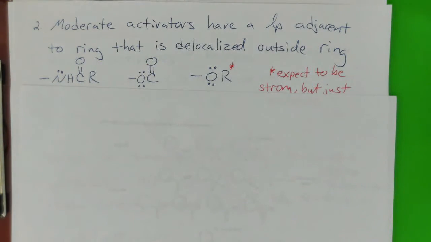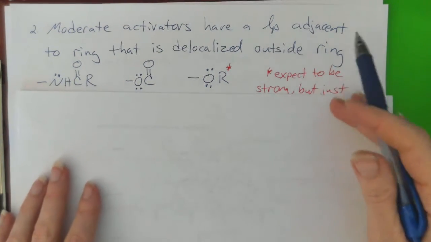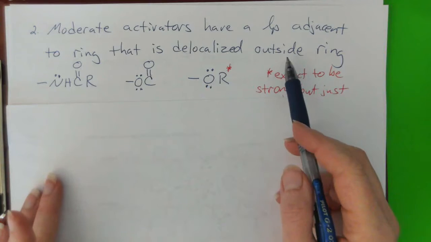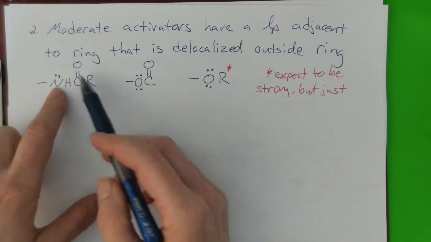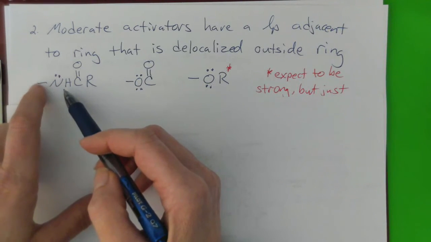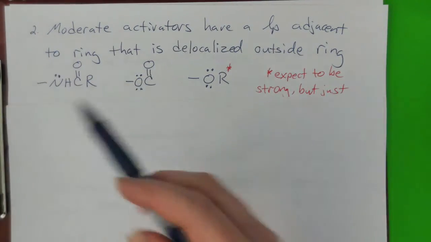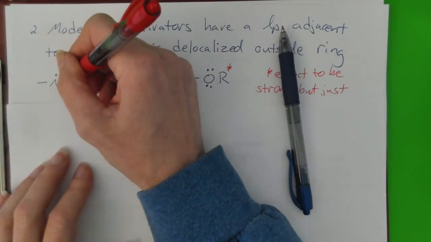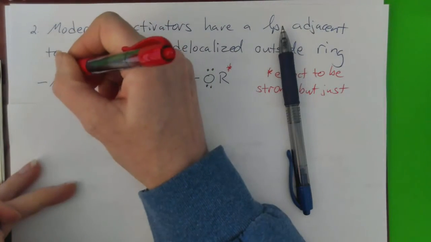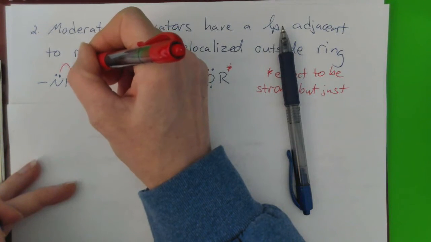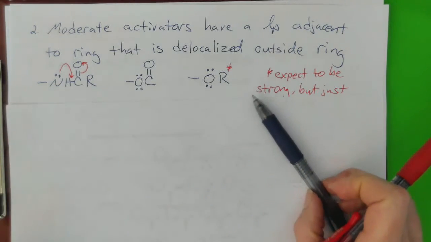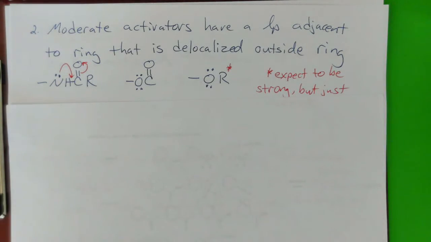So moderate activators also have a lone pair adjacent to the ring, but it can be delocalized outside the ring, or away from the ring. So for example, if you have an amide where the nitrogen is the part that's directly bonded to the ring, this lone pair, I'm just going to draw in here, you've got a nitrogen-carbon bond here. I can bump this down here, and then you can bump this up, right? So the lone pair can be delocalized outside of the ring.